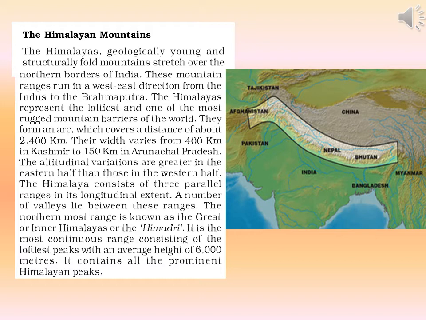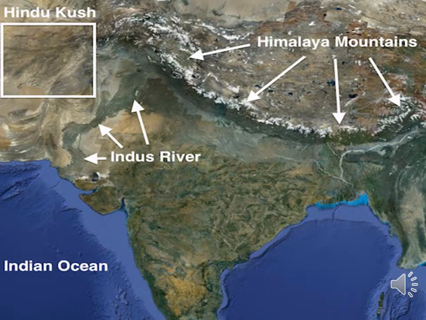The northernmost range is known as the Great or Inner Himalayas or the Himadri. It is the most continuous range consisting of the loftiest peaks with an average height of 6,000 meters. It contains all prominent Himalayan peaks. Here you can see that the shape of the Himalayan mountains is of an arc shape and the Indus river is flowing nearby. The most important mountains of the Himalaya, the Hindu Kush.